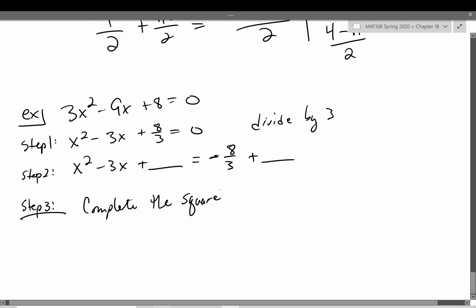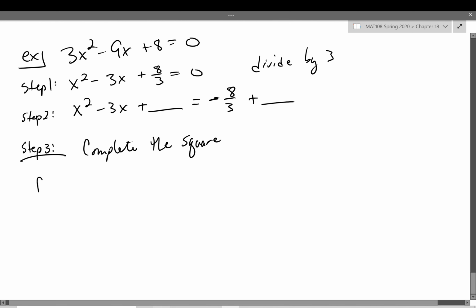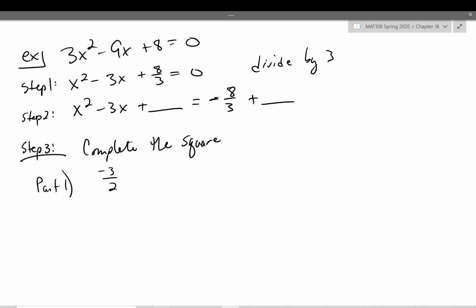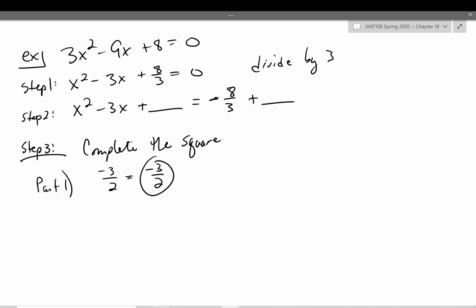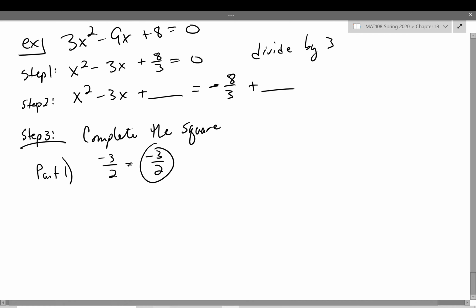All right. So we take the b term and divide it by 2. Now, negative 3 divided by 2 is actually negative 1.5. But we're not going to write decimals. What we're going to do is just leave it like a fraction, okay? Trust me, you want to do this. I know we hate fractions, but for now, you want to do that, okay?